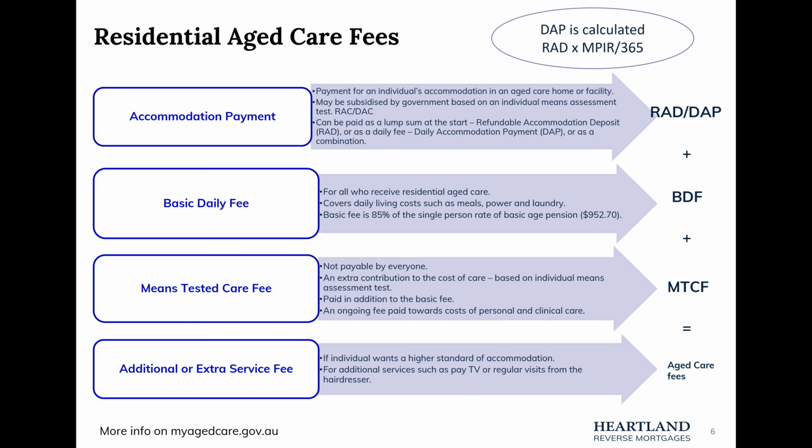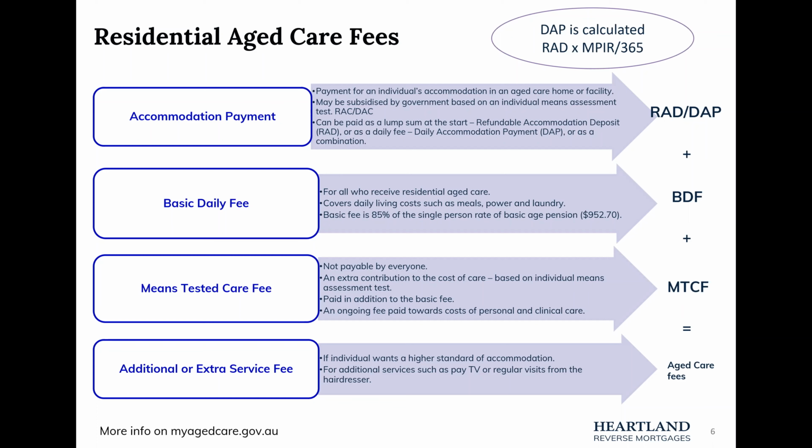The seniors, they really don't have a means to pay for this refundable accommodation deposit unless they have to sell their home, which obviously is not an ideal situation. They usually want to hold on to the homes that they have worked for all their lives. So there is the other alternative, which is the daily fee or the daily accommodation payment, or the DAP. So I'll be calling them RAD and DAP as well, just in case you get confused.